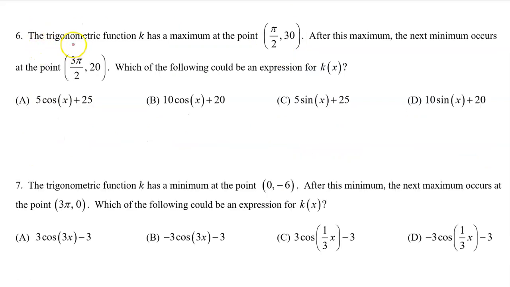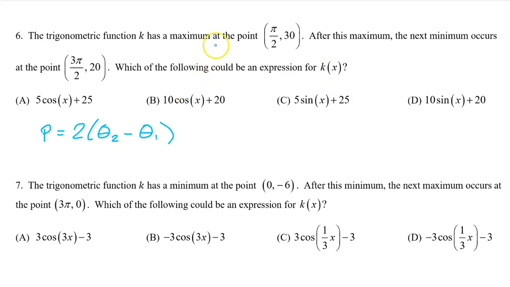Number 6, the trigonometric function k has a maximum at the point pi over 2, 30. After this maximum, the next minimum occurs at the point 3 pi over 2, 20. Which of the following could be an expression for k of x?